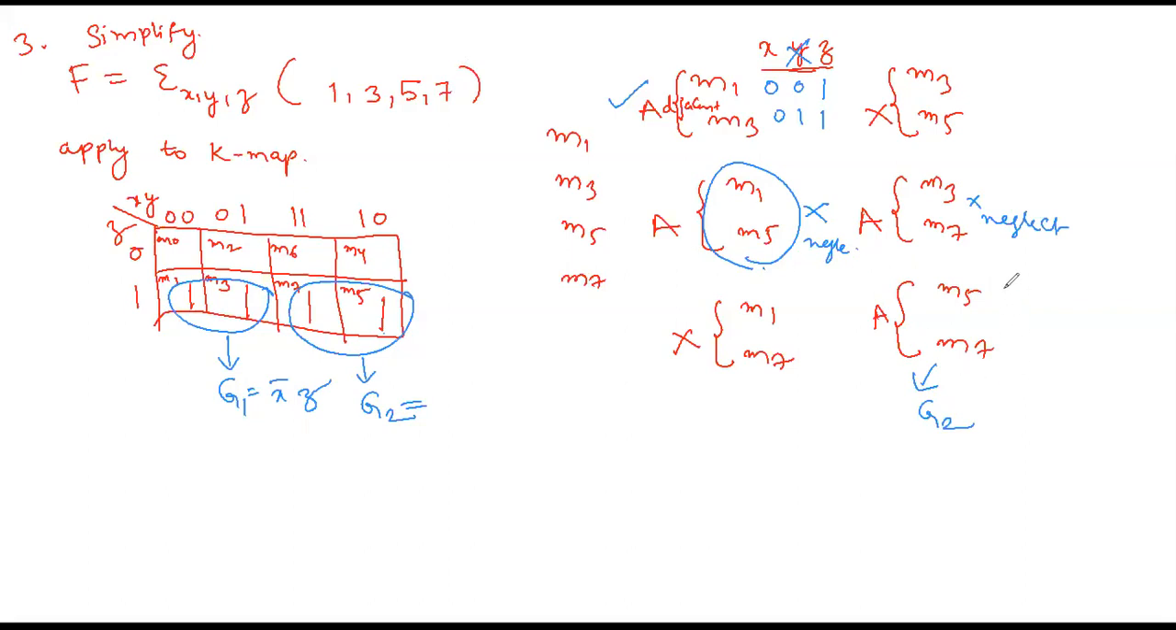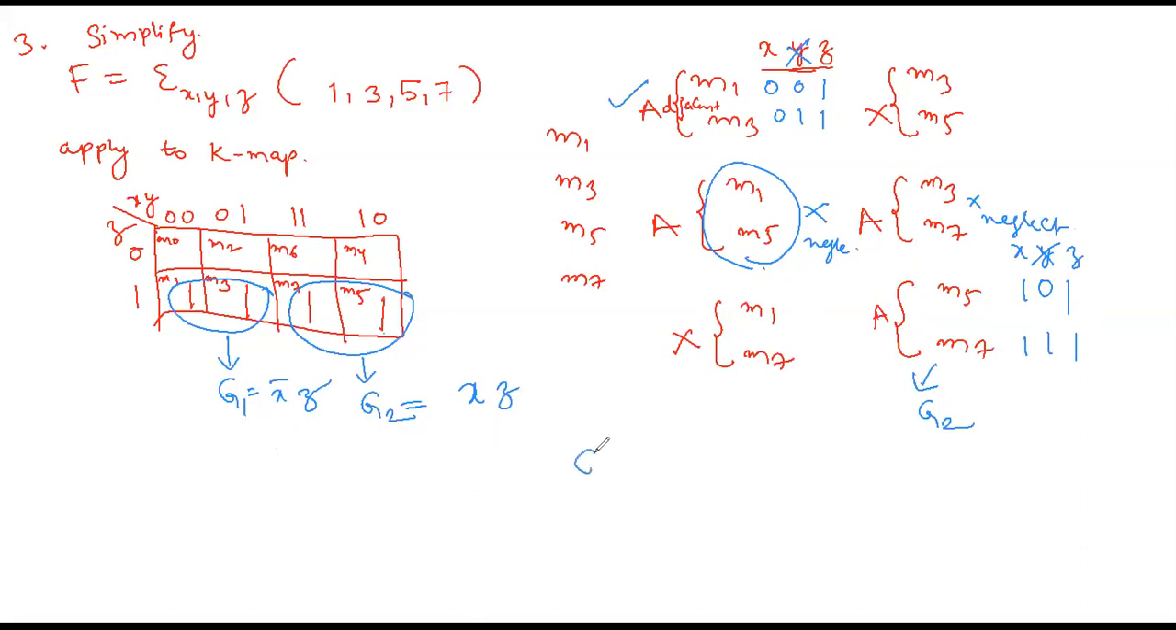Next, G2: 0 1 1, 1 0 1, 1 1 1. Y value is differing. Strike out. So X is 1, so write down X. Z is 1, you write Z. Okay. Now G1, G2 are there.